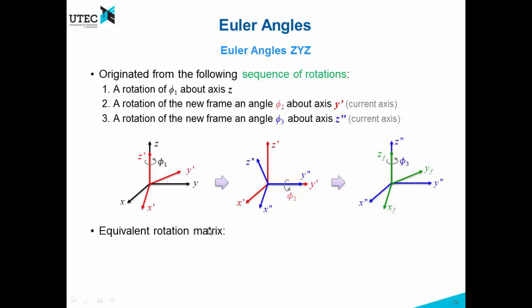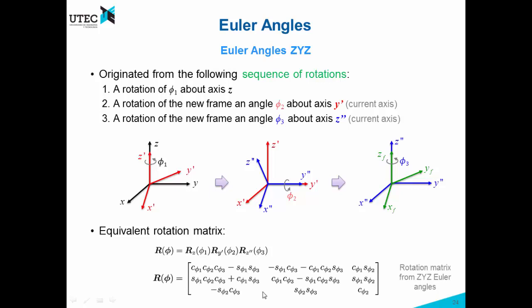The equivalent rotation matrix would be as follows. First we rotate about z. Then we rotate about the current y, so we post multiply. And then about the current z, so we again post multiply. So it's this: z phi1 post multiply y phi2 and post multiply z phi3. If we operate, we get this big matrix, which takes us from Euler angles to a rotation matrix.